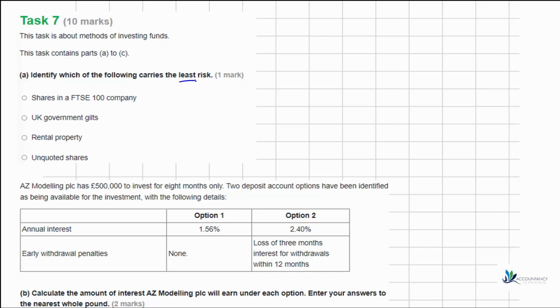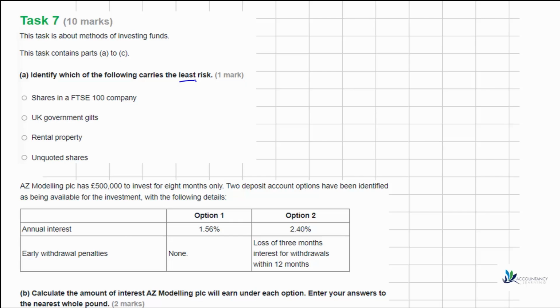So we've got a choice of 4 here. We've got shares in a FTSE 100 company. Remember, the FTSE 100 are the top 100 companies on the UK stock market based on their valuation. We've got UK government gilts. We've got rental properties, and we have unquoted shares.